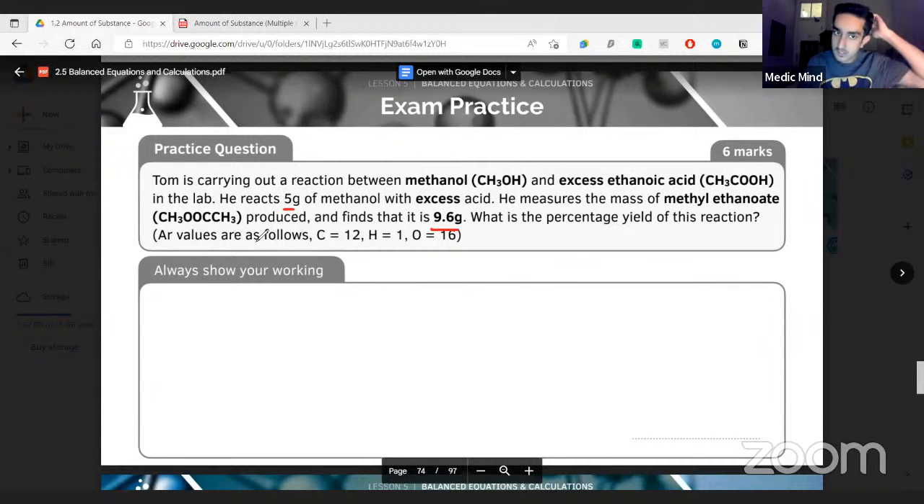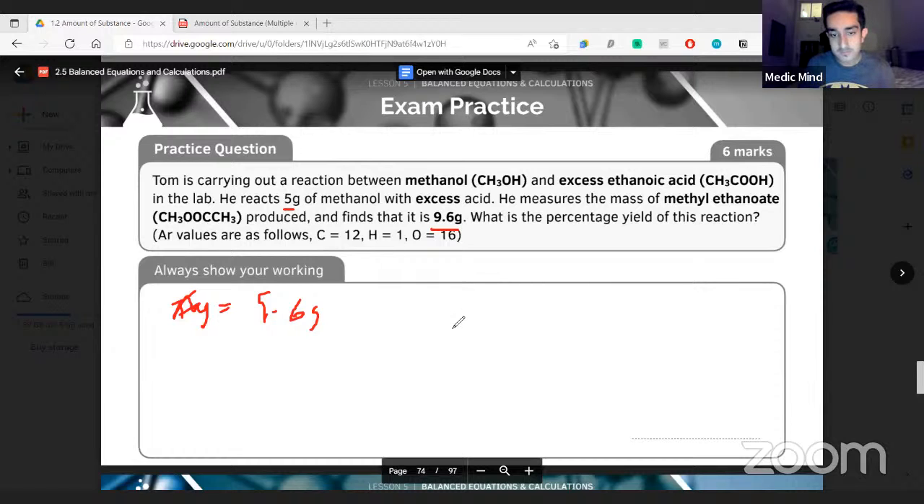You've been given the actual yield. It's 9.6 grams. You want to work out the theoretical yield.